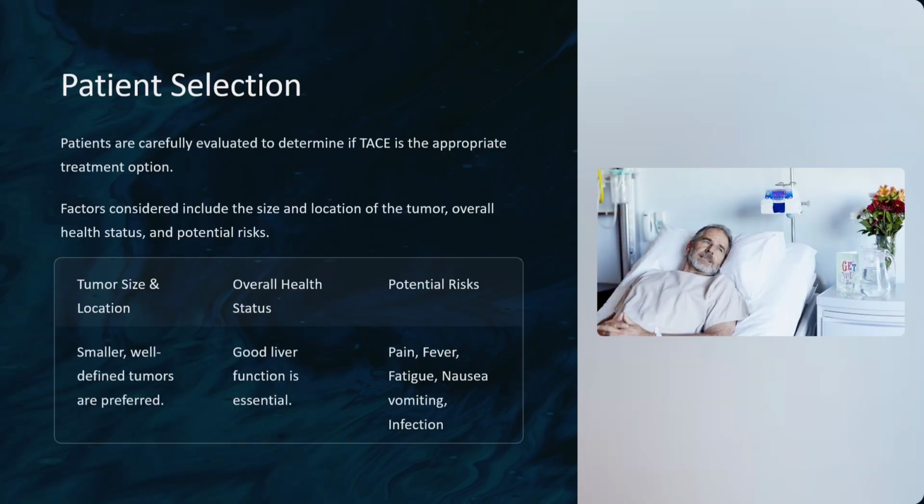So, patient selection. The patients are carefully evaluated to determine if TACE is the appropriate treatment option. We have to ensure that TACE is an appropriate treatment option. The factors considered include the size and localization of the tumor, the overall health status and potential risks. The first is tumor size and location, where smaller or well-defined tumors are preferred. Then overall health status is important, that is good liver function is essential. And the potential risks are pain, fever, fatigue, nausea, vomiting and infection. So all those factors have to be taken into consideration while we are selecting a patient.